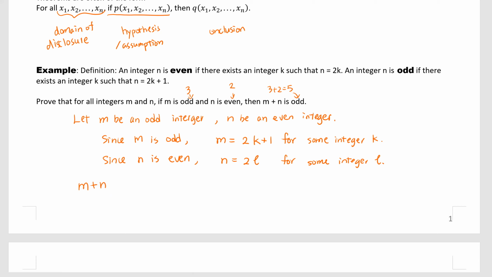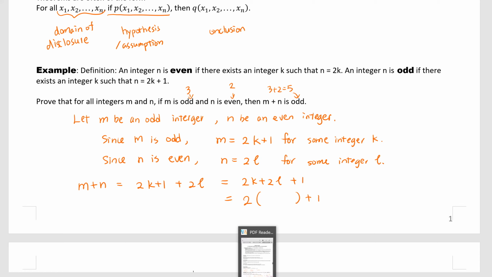Then we want to look at what m plus n is. m plus n equals 2k plus 1, that is m, and n is 2l. We want to show it's odd, which means we want to express this in terms of 2 times an integer plus 1. How do we do this? We can move the 2l in front. The next step, we can factor out the 2. Then we have k plus l here. And now we have the good format.